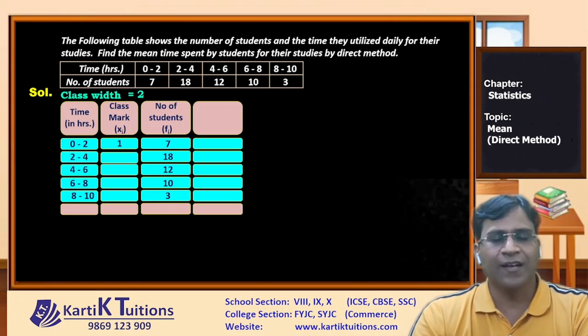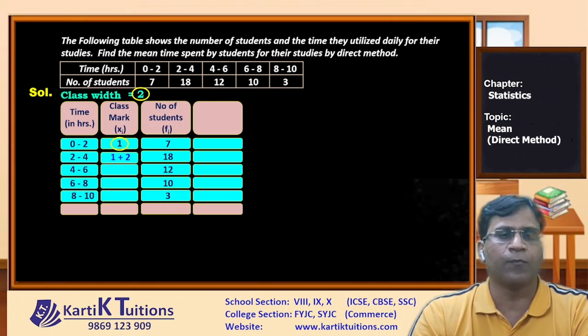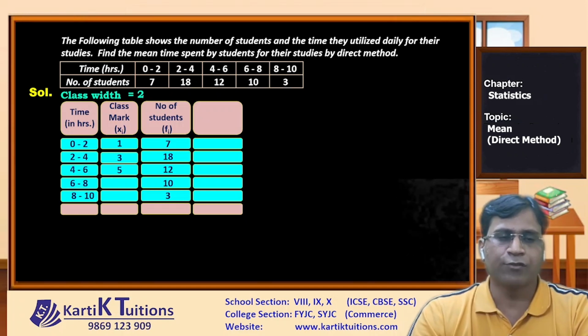Now to get the next class mark, you don't have to do the working again. You have to just be smart. You have to just add class width to the previous class mark. So that means, see, the first class mark is 1. When I add 2, it becomes 3. So my next class mark will be 3. 1 plus 2 gives us 3. Now for the next class mark, 3 plus 2 gives us 5. So it is 5. Next will be 7, then 9. Now we have got all the values for the class mark.